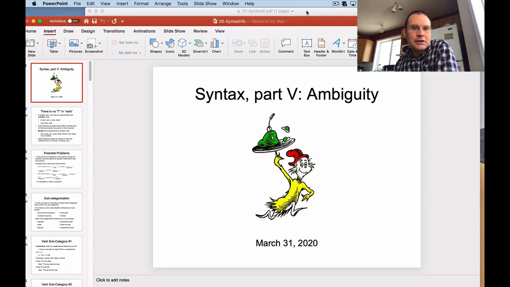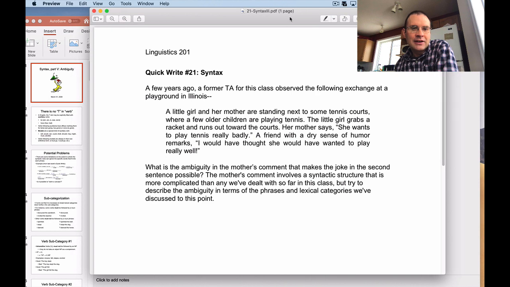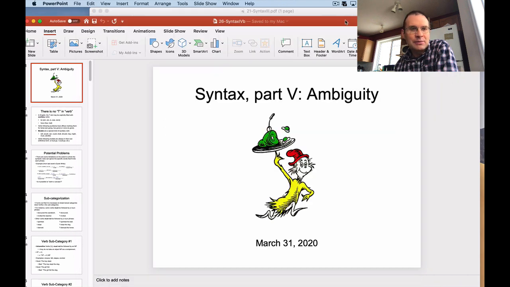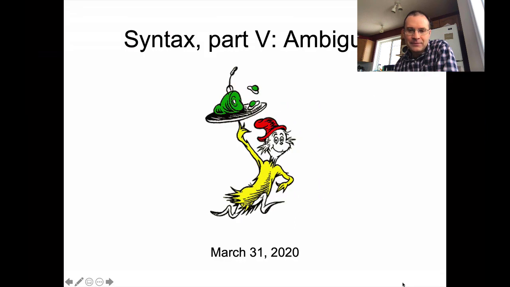Before we do this lecture, you should take a gander at quick write number 21, the one about the little girl who wants to play tennis really badly. Haha. That's a nice little example of ambiguity, and I'll walk you through exactly why it's ambiguous by the time we get to the end of this lecture, hopefully. And also here's a nice little Dr. Seuss graphic to keep you inspired as we go.